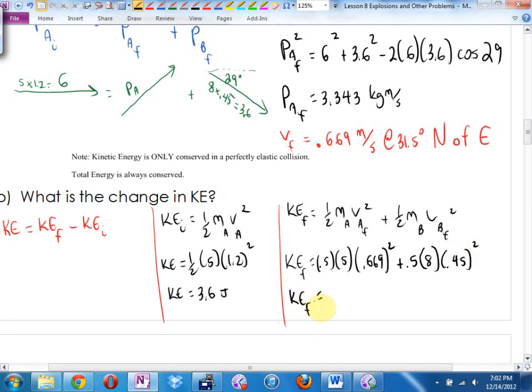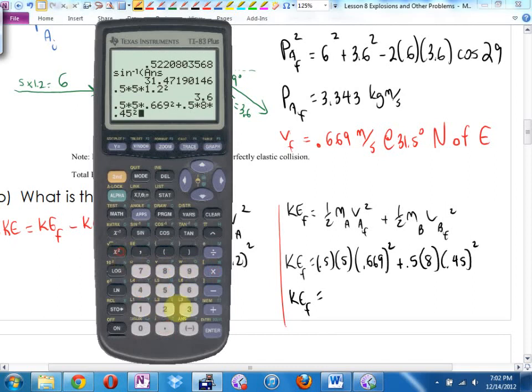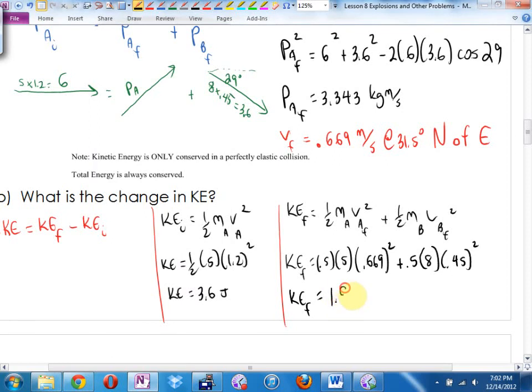Hopefully I didn't gain kinetic energy. I hope. If I did, it's because I made up bad numbers. 0.5 times 5 times 0.669 squared plus 0.5 times 8 times 0.45 squared. I get 1.93 joules.